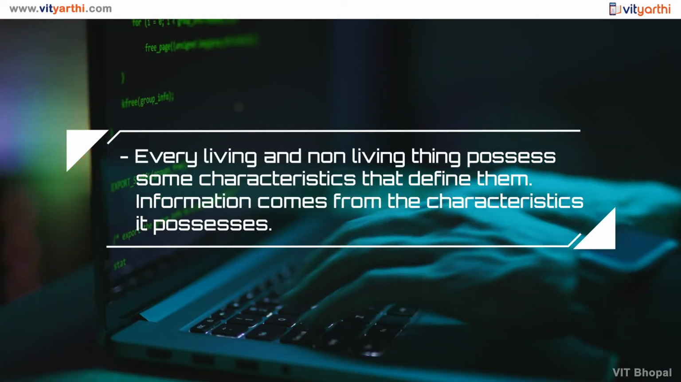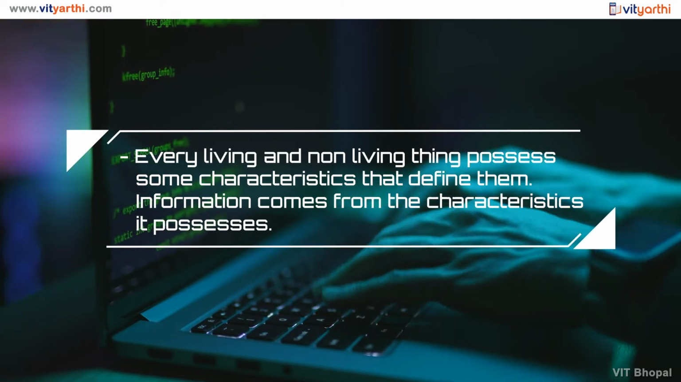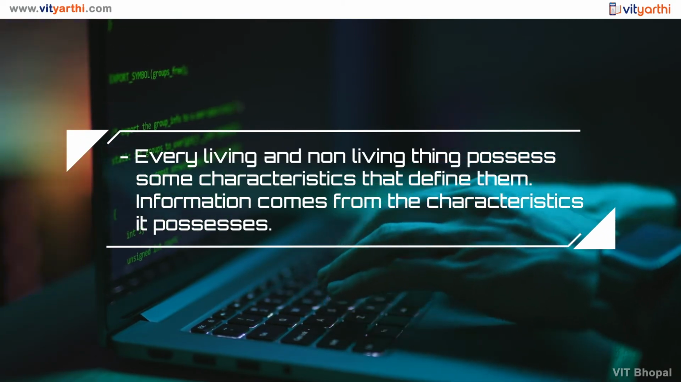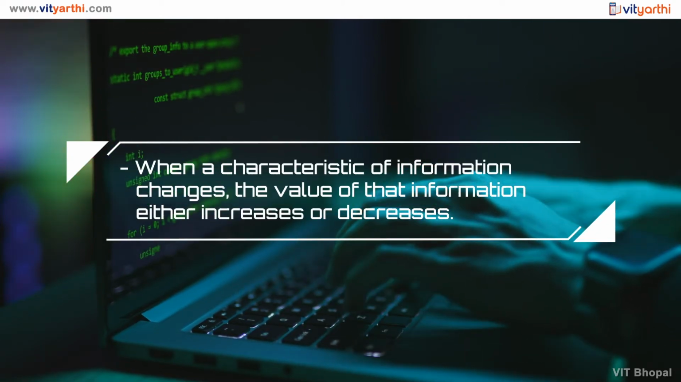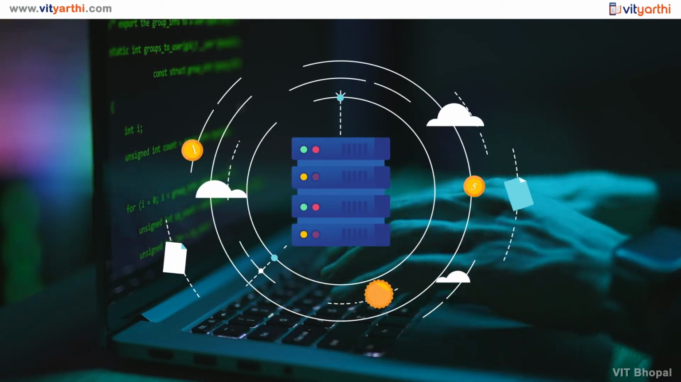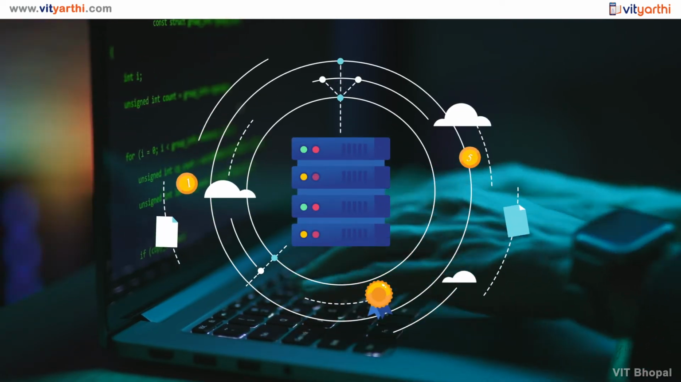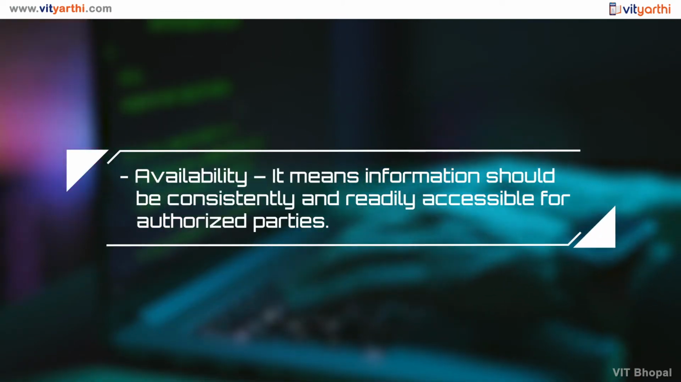Now, every living and non-living thing possesses some characteristics that define them. Information comes from the characteristics it possesses. When a characteristic of information changes, the value of that information either increases or decreases. Some of the critical characteristics of information are as follows. We have three such, and at first we have availability.